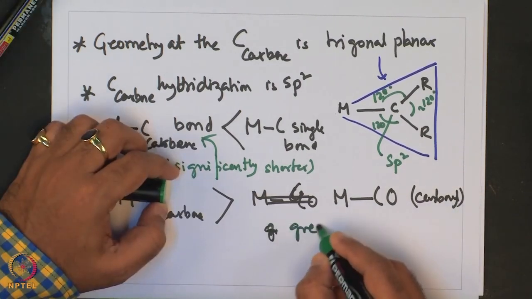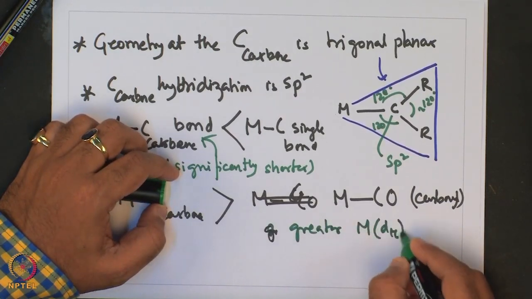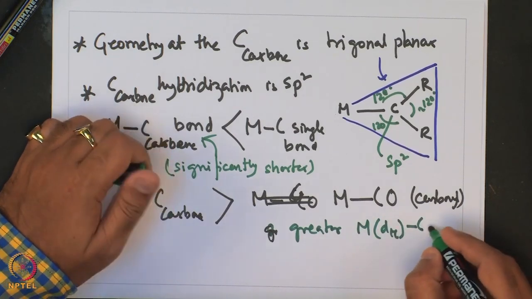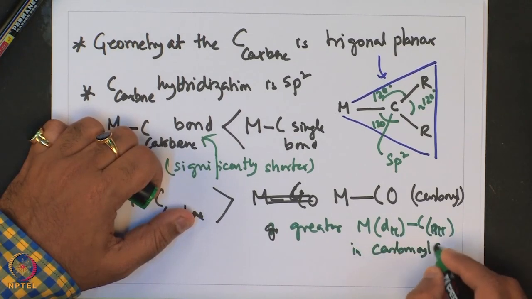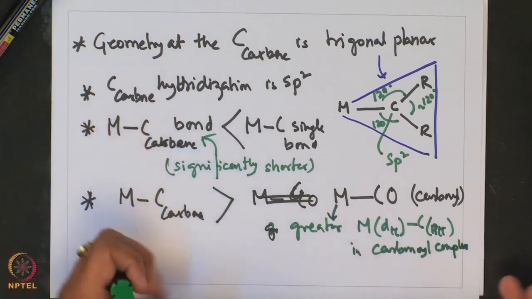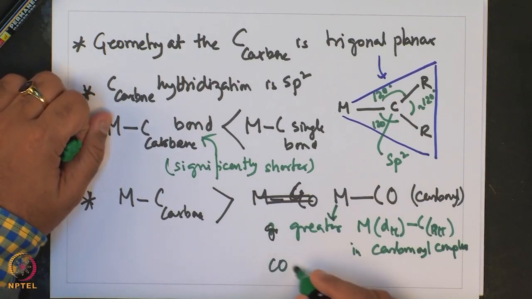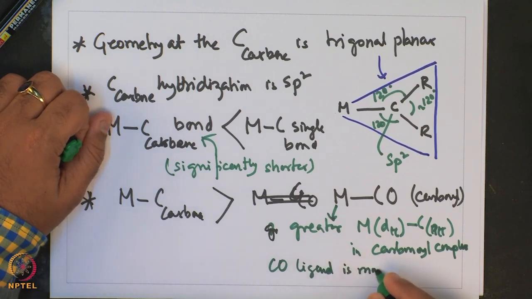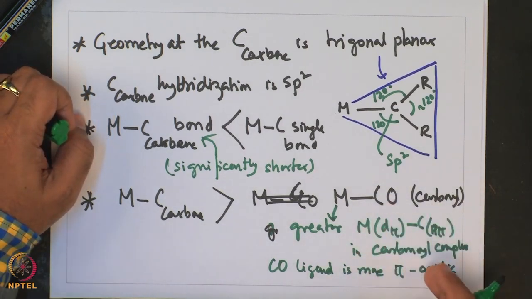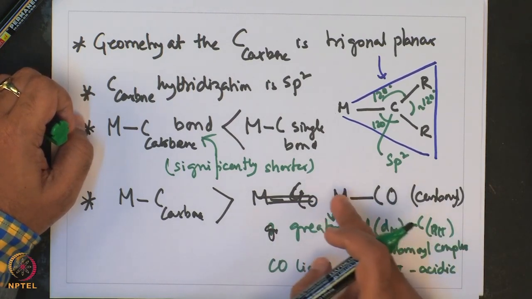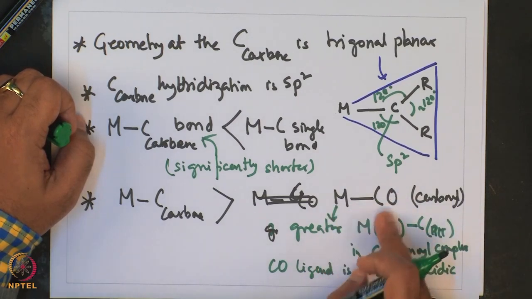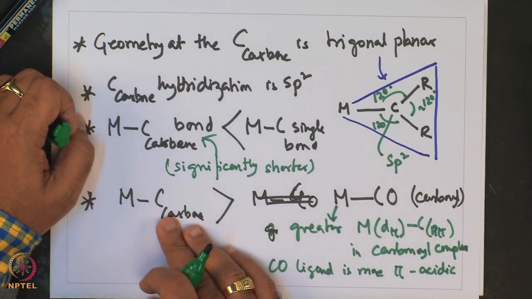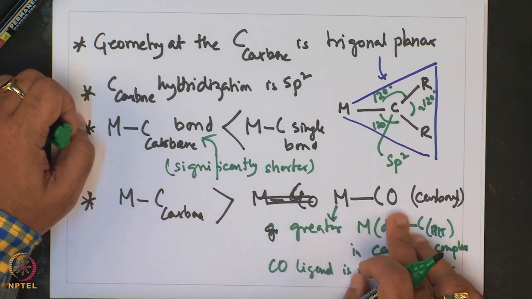Metal carbonyl bond as a result of greater metal d pi to p pi interaction in carbonyl complex. So what we saw is that owing to the greater pi acidic nature of the CO ligand, the metal back donates more to the empty pi star orbital of CO. As a result, the metal carbon bond of metal carbonyl compounds is way shorter than that of the metal carbene bond, because here the back donation is not as acute as that in metal carbonyl complex.